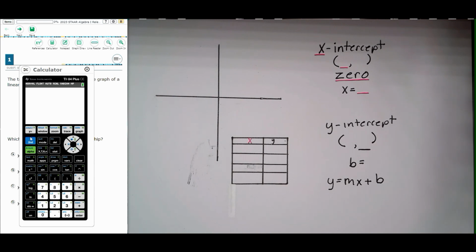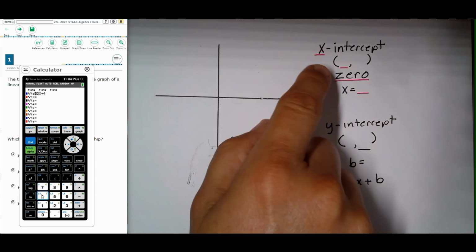I'm going to click on y equals, and when I click on y equals, I'm going to type in my equation there. So I'm going to type in 2 and then x plus 4. A lot of times they're going to give you an equation and they're going to ask what is the y and the x-intercept. Or they could ask what is the y-intercept and what is the zero.